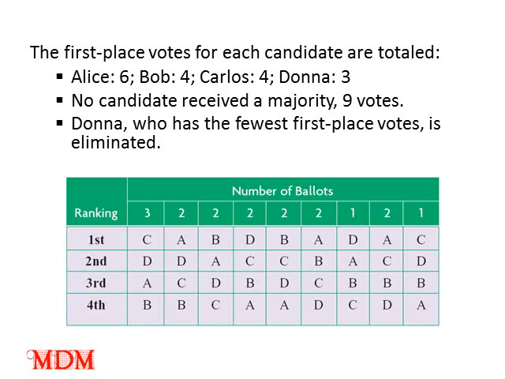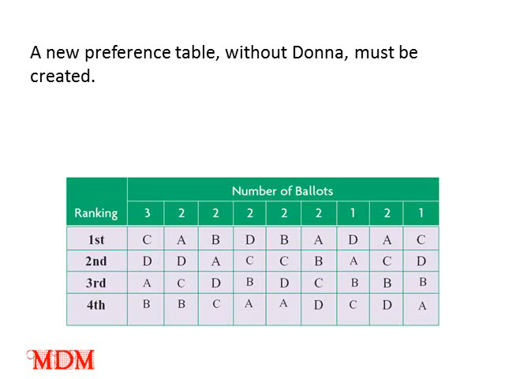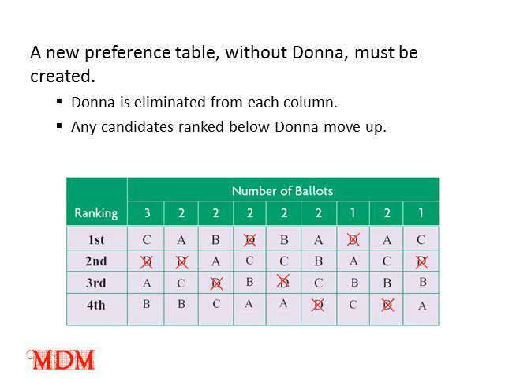No candidate received a majority of votes. Remember, there were 17 people who were voting, and so half of 17 would be 8.5. A majority would be more than 8.5. It would require 9 votes. So, using the plurality with elimination, Donna, who has the fewest first place votes, is eliminated. A new preference table without Donna must be created. Donna is eliminated from each column. Any candidate ranked below Donna will be moved up.